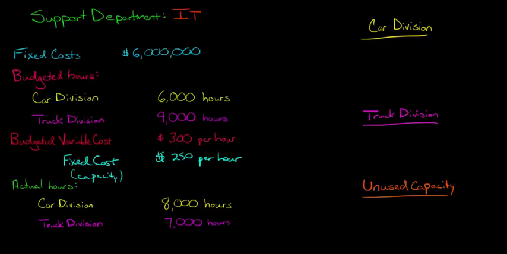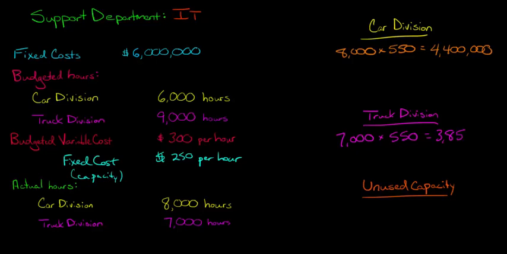So let's look at the car division. We have 8,000 actual hours. So for the car division, now we're allocating the cost of the support department, the IT department, 8,000 times 550. Now you say, why 550? Well, we're adding in the variable cost too, so the 300 plus the 250. So that's going to equal $4.4 million. Okay, now let's do the truck division. Truck division had 7,000 actual hours. So we're going to multiply that by 550. That's going to equal $3.85 million.